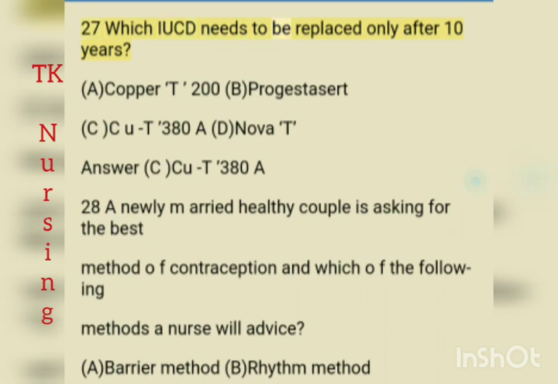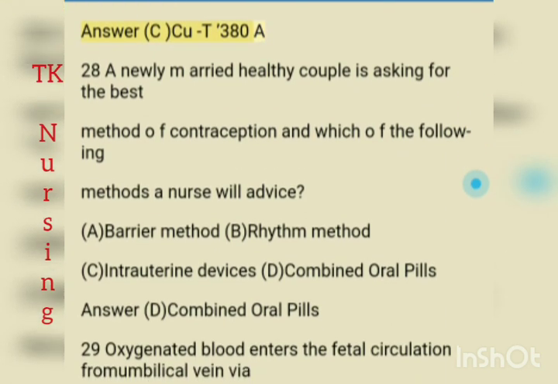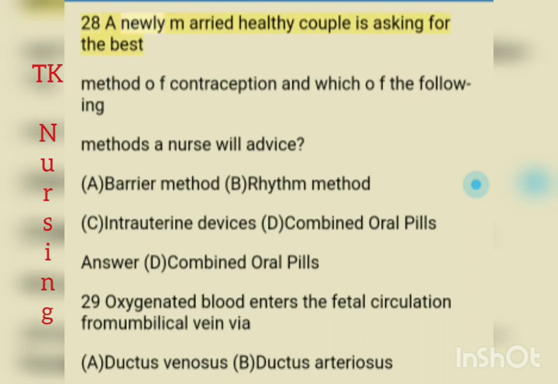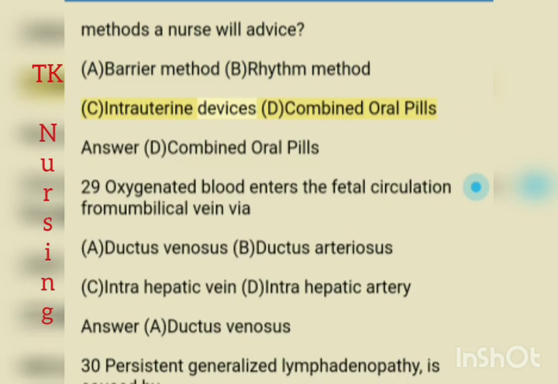27. Which IUCD needs to be replaced only after 10 years? A. Copper T200B. B. Progestasert. C. CuT 380A. D. Nova T. Answer C. CuT 380A. 28. A newly married healthy couple is asking for the best method of contraception. Which of the following methods will a nurse advise? A. Barrier method. B. Rhythm method. C. Intrauterine devices. D. Combined oral pills. Answer D. Combined oral pills.